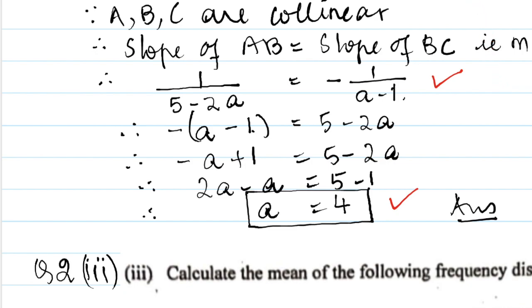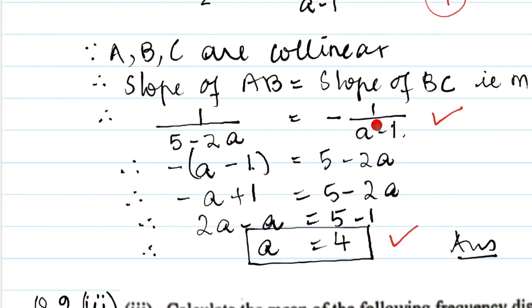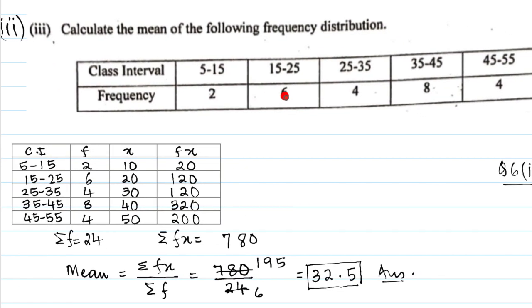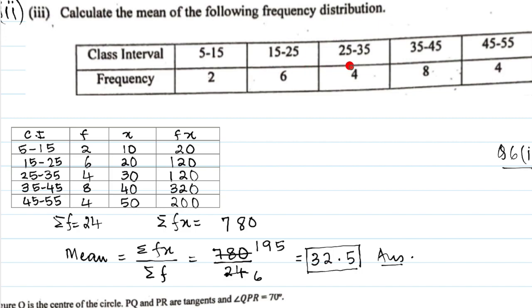Now to get all this up to here is 1 mark, and equating and getting a equal to 4, that is your second mark. Question number 2, third subpart. Calculate the mean of the following distribution, and we have the class intervals 5 to 15, 15 to 25, 25 to 35, 35 to 45, 45 to 55, and these are the frequencies given.